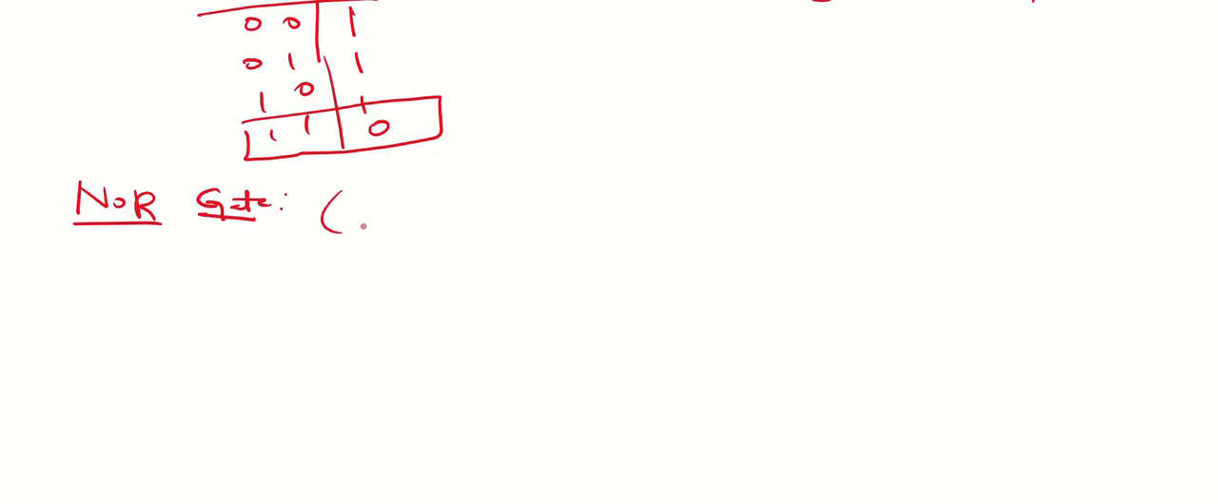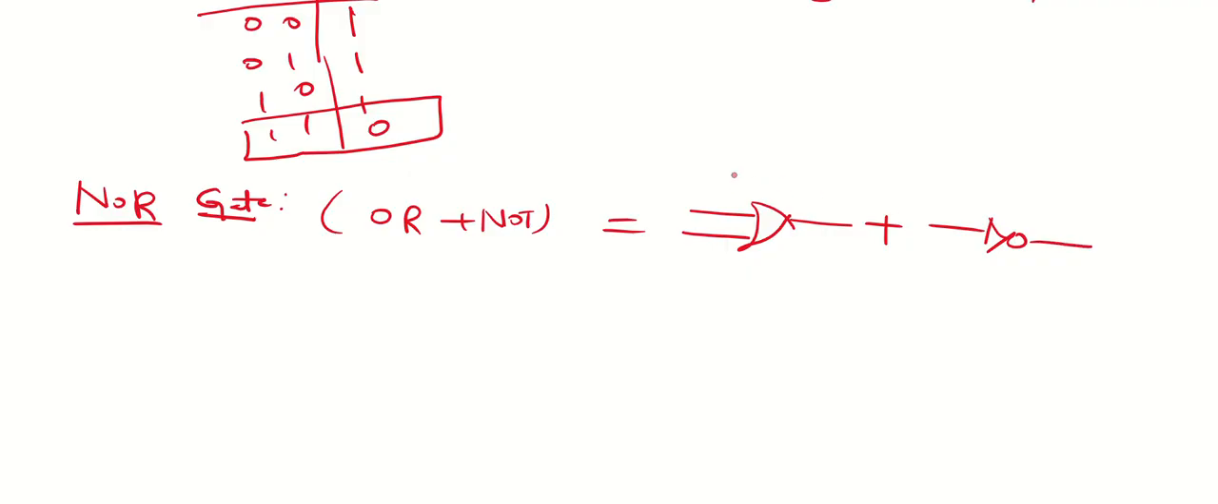So it is also a combination of OR plus NOT. You can take it like this: OR is like this, NOT is like this. I am taking the inputs A, B, which give the output A plus B. The A plus B is given as a single input, and the output is A plus B whole bar. So this is finally output Y.